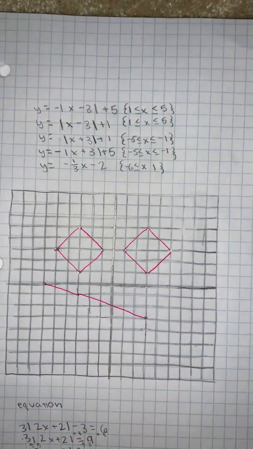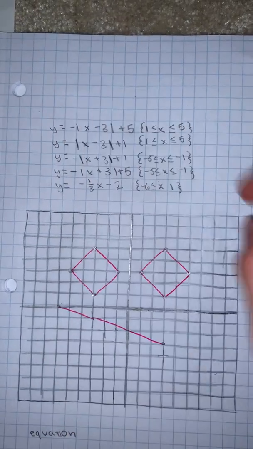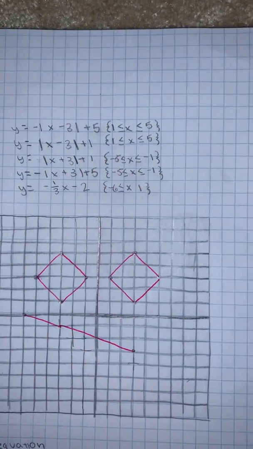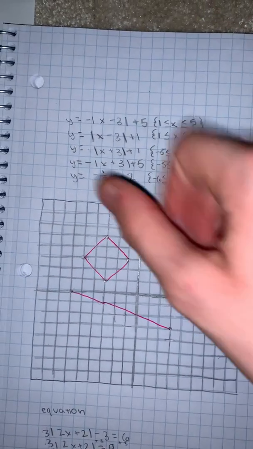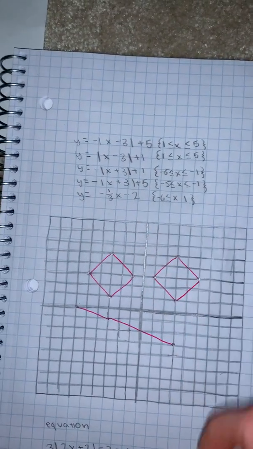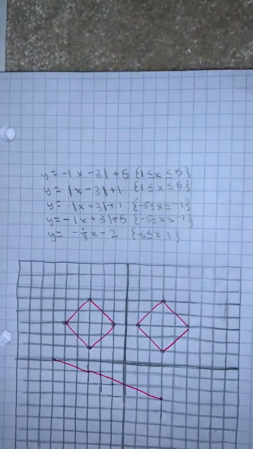This is my module 4 honors assignment. So, as you can see, I have my 4 equations here, and it creates a little frowny face. Or I have 5 equations actually, 4 absolute value equations, and then 1 regular equation.